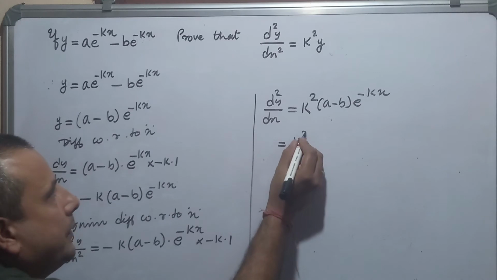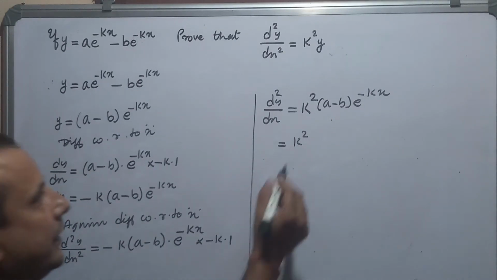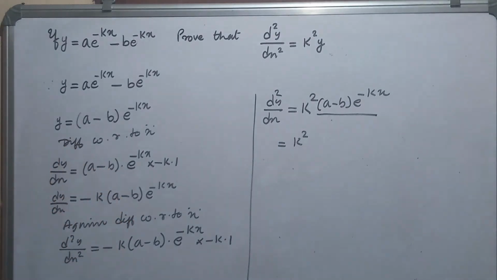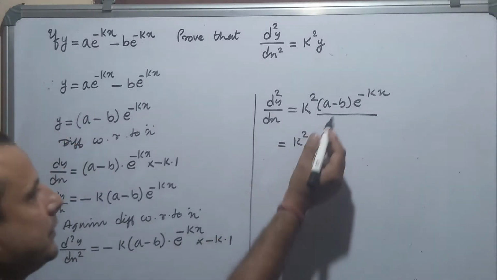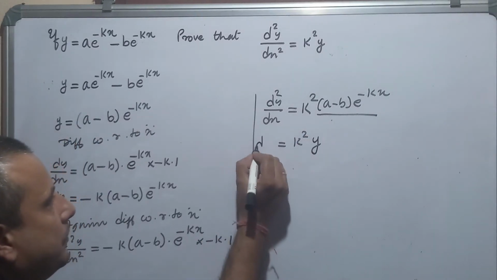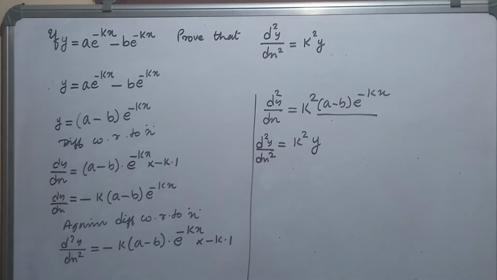Now k square, but what you have to prove? d2y by dx square is equal to k square y. Now this whole quantity (a minus b) into e to the power minus kx is y. In place of this we can write y. It is proved. d2y by dx square is equal to k square y.